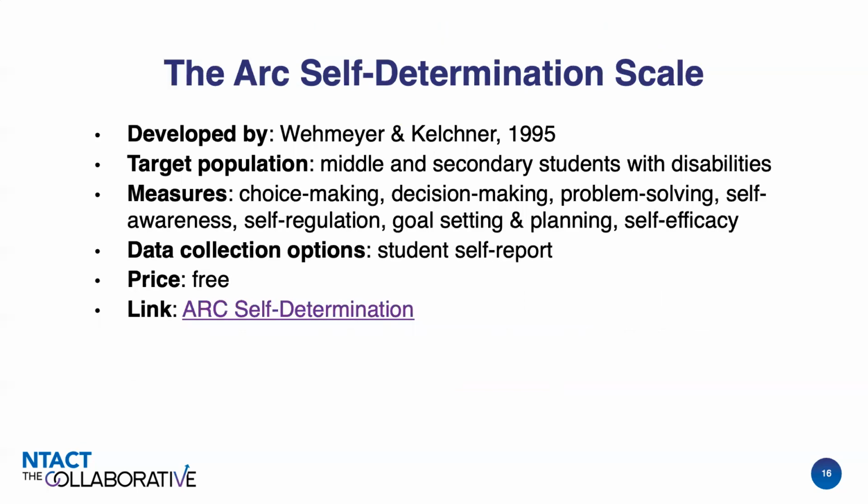The ARC self-determination scale can be used with middle and secondary students with mild to moderate disabilities. The ARC measures multiple components of self-determination, including choice-making, decision-making, problem-solving, self-awareness, self-regulation, goal-setting and planning, and self-efficacy. The scale comes in the form of student self-report only. This is a free assessment available on the Zaro Center for Learning Enrichment website through the University of Oklahoma. The website is linked on the slide.